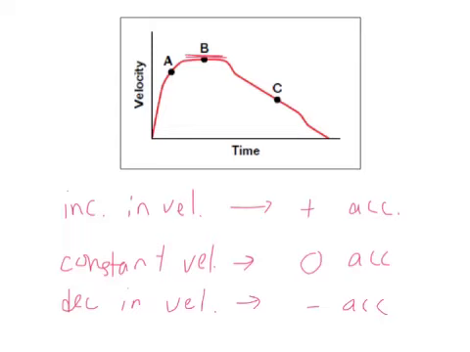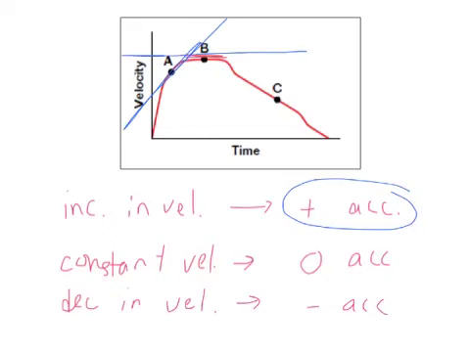And we could look at the slope exactly at point A. We can say the slope of that line at point A is positive, and so is the acceleration. Well, let's take a look at point B. At point B, the slope of the line is 0, and the acceleration is 0.